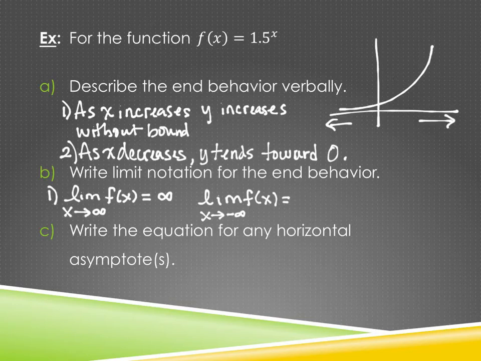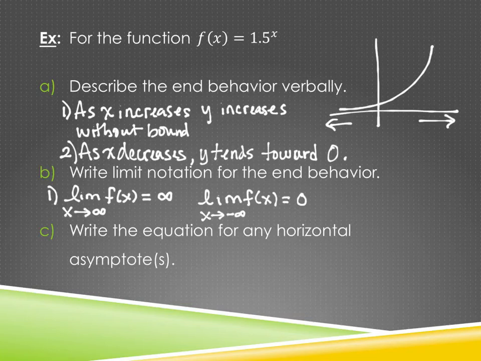What value does it get close to? It's zero on that one. It's not negative infinity because we're talking about the y. The y is not going down forever. The y is sort of tapering off, right? It's tapering off at zero. So would that mean c is y? Very good. You're right. C asks us for the equation for any horizontal asymptotes.